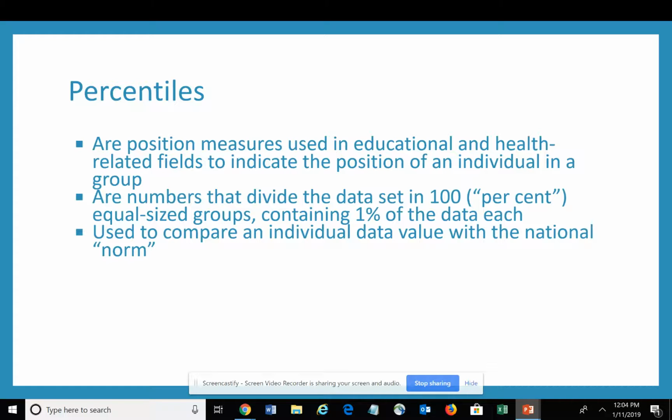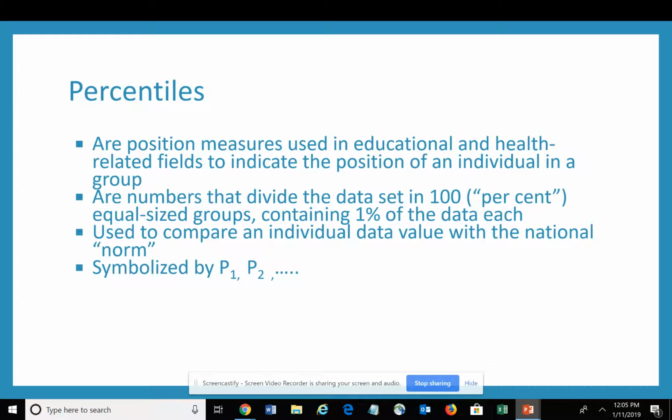We represent percentiles with a capital P. Hopefully that makes sense. Percentile starts with P, so we use a P with a subscript, and the number in the subscript represents which percentile you're looking for. So if you have P with a subscript of 2, you're trying to determine the second percentile. If you have P with a subscript of 75, you're looking for the 75th percentile.